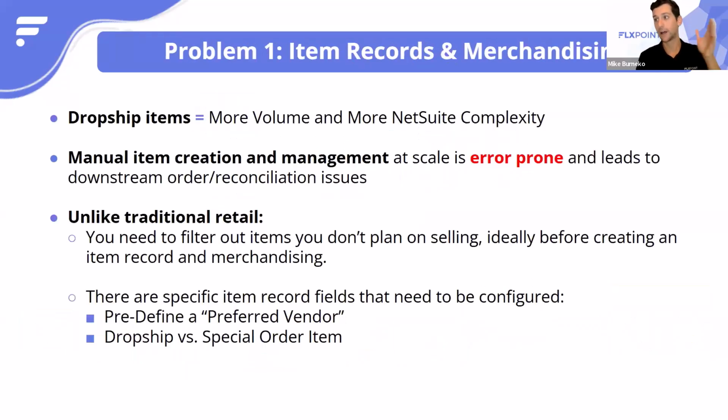Cool. So let's dive on into the actual problems here in some more detail. So the first problem that I've talked about here, like I said, creating item records is really the first step to dropshipping in NetSuite. So we'll start there. And really the problem we're dealing with here is that dropshipping is a different flow from traditional retail. When we're dropshipping, it's all about volume in terms of the SKUs, and in order volume as well, which we'll get into.